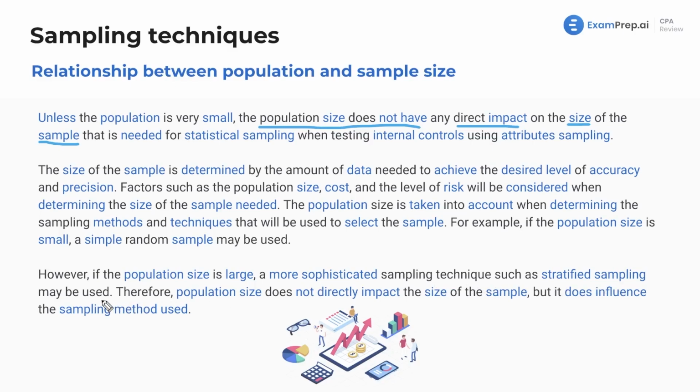Therefore, population size does not directly impact the size of the sample, but it does influence the method used. Important point there. Like we said before, population size does not directly impact the size of the sample, but it influences the sampling method. See, there's the connection. They'll try to trick you, but I have faith in you. You're smart, you're cunning, you are hardworking. You will not fall for these dirty little tricks as we're studying for the exam.